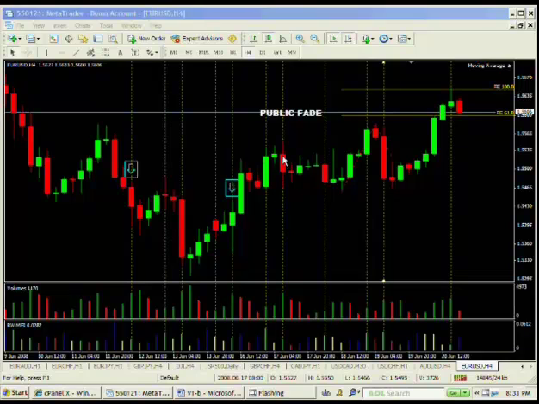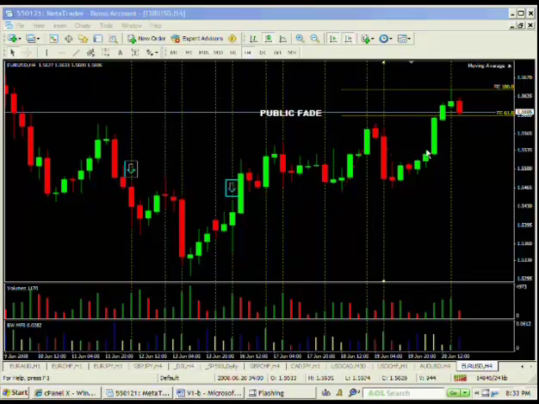And let's look at this one. The public went short here. Price immediately on the next bar starts to turn and go back up. The public went short here. Same thing. Next bar immediately returning. Public went long here. Next bar immediately starts to turn. Public went long here. Next bar immediately starts to turn.